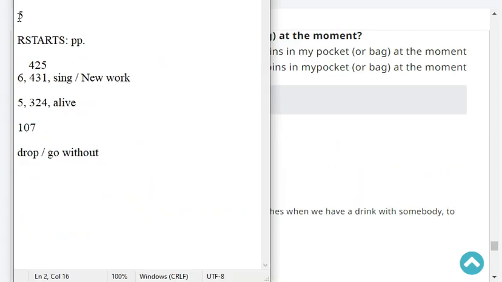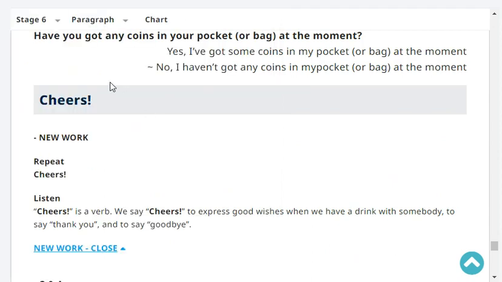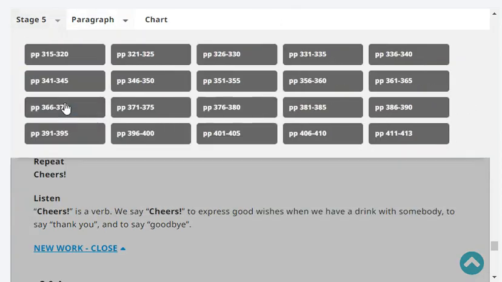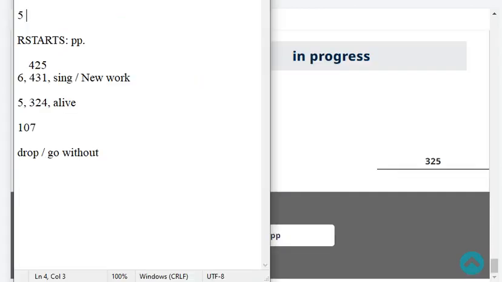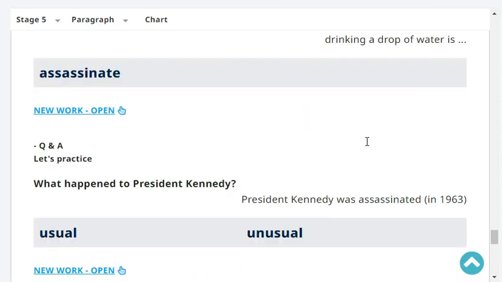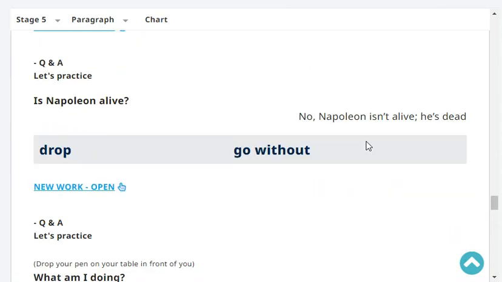Okay. Very good. So our reading is at stage 5, page 324. Okay, and our last headword was alive. Okay, start with headword drop, go without. Okay. Drop. Go without.